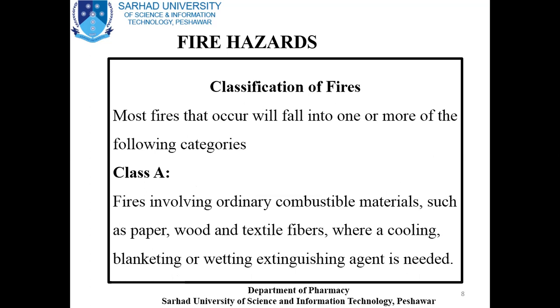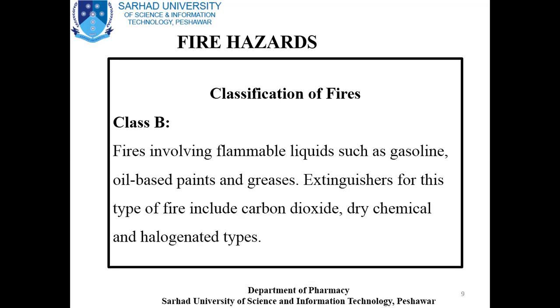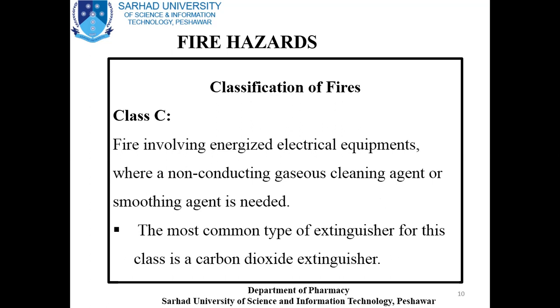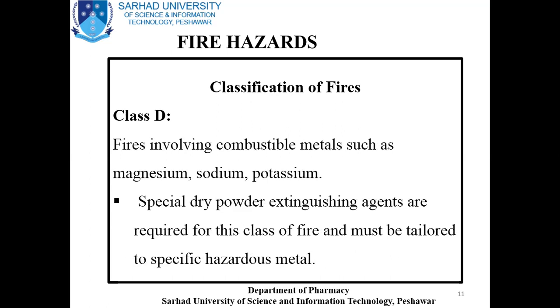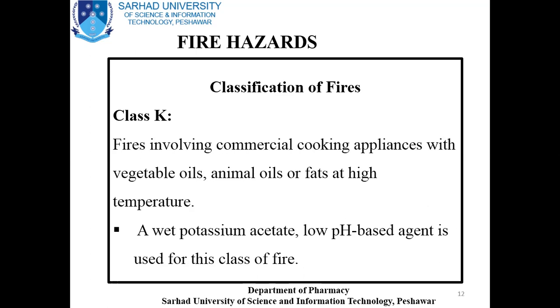Now we will discuss the classification of fires. Most fires that occur will fall into one or more of the following categories. Fire hazards in the pharmaceutical industry may lie in one of the following main categories: Class A, Class B, Class C, Class D, and Class K.